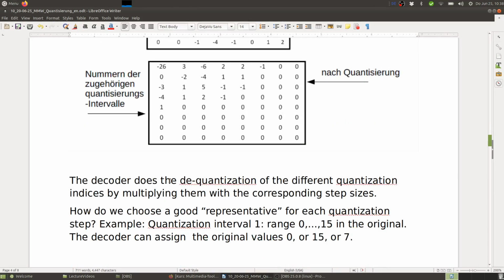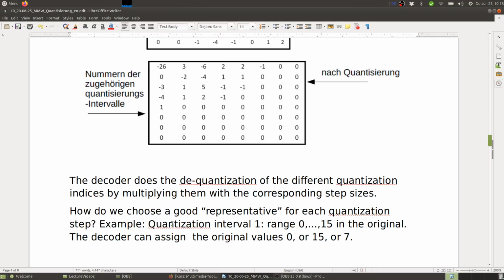Yeah, so the decoder does the dequantization of the different quantization indices by simply multiplying them with the corresponding step sizes. So we take this matrix here, the indices, and element-wise multiply it with a quantization matrix. And then we have a dequantized matrix.